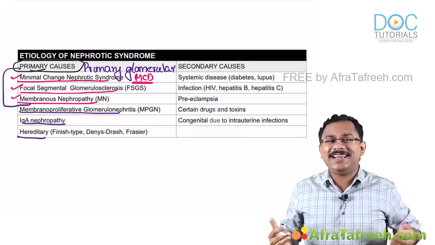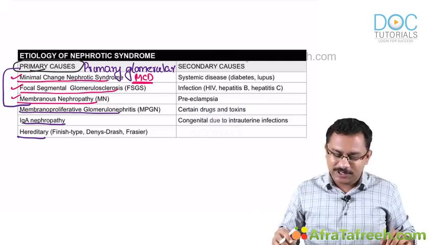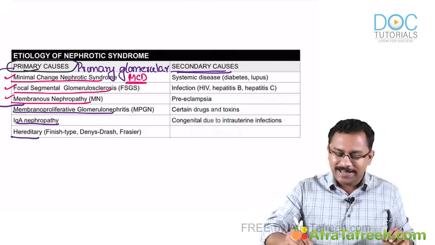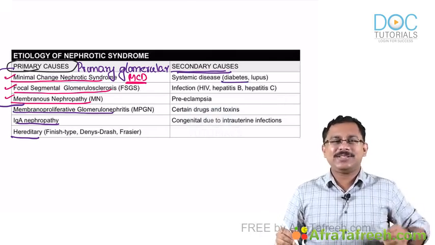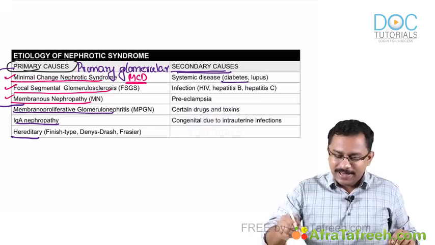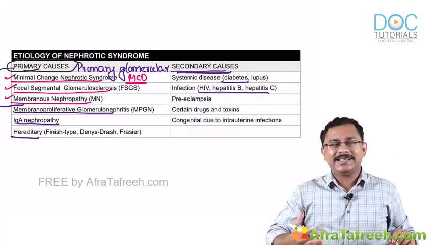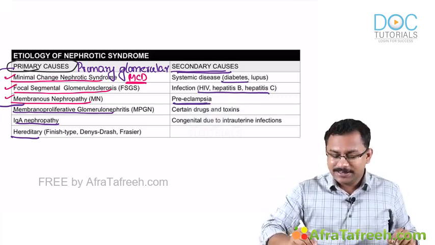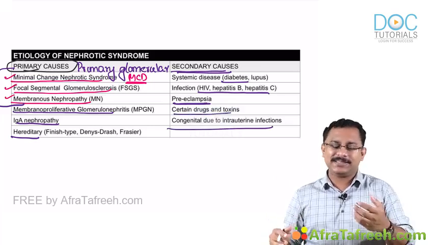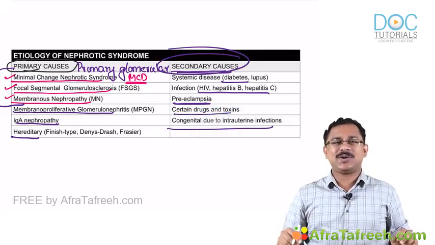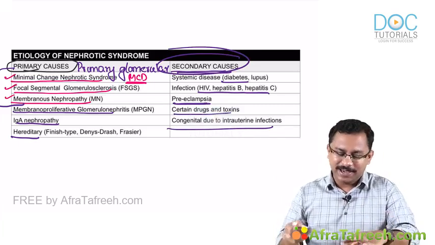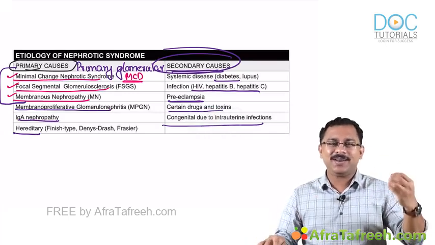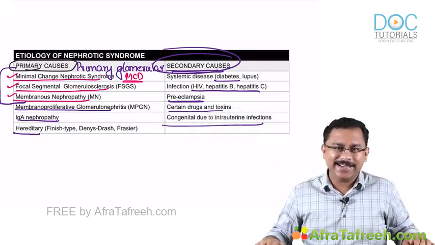What about the details of the conditions? We will see later about the individual disorders. Then you have secondary disorders producing a nephrotic syndrome like diabetes, very important, which can present with nephrotic range proteinuria. And you have infections like HIV, hepatitis, pregnancy induced hypertension, the preeclampsia, certain drugs and toxins and certain intrauterine infections. They are all secondary causes, not primary causes. So you have understood that nephrotic syndrome can either be because of a primary glomerular cause or it can be secondary as well.